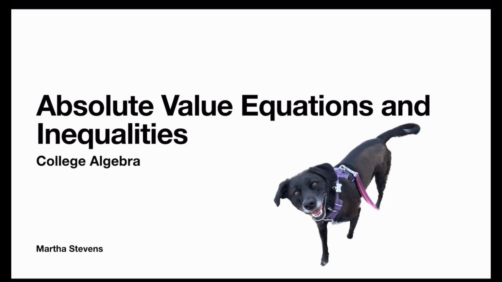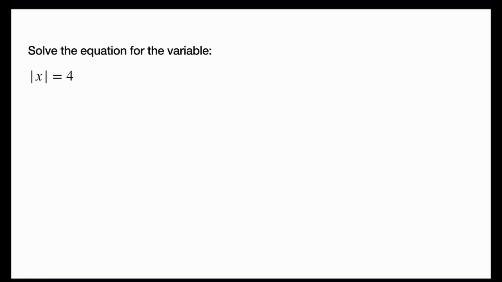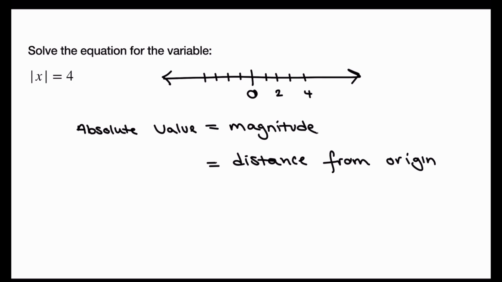This video is going to cover solving absolute value equations as well as inequalities. So let's start by looking at a simple absolute value equation. I have absolute value of x equals 4. What is x? Well, absolute value means magnitude or distance from the origin. When you take the absolute value of a number, you make it positive.